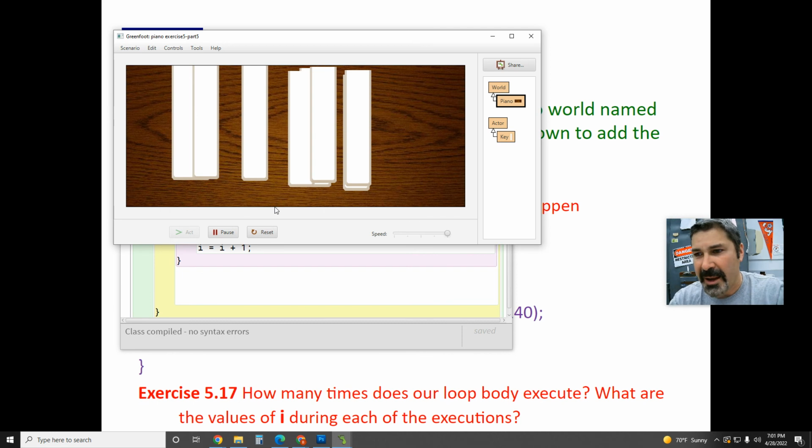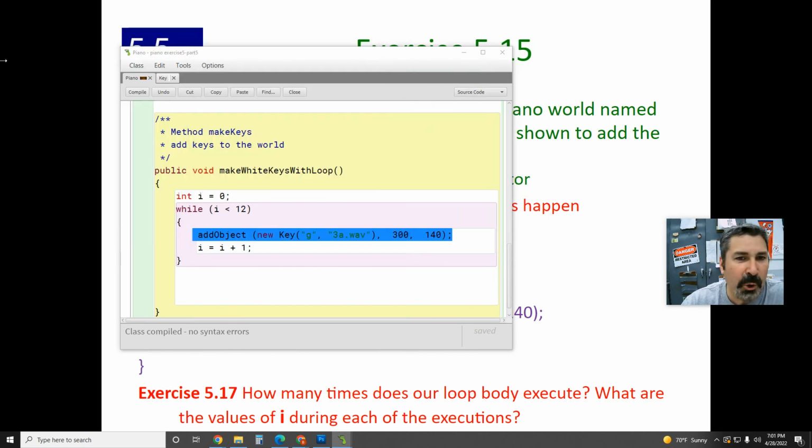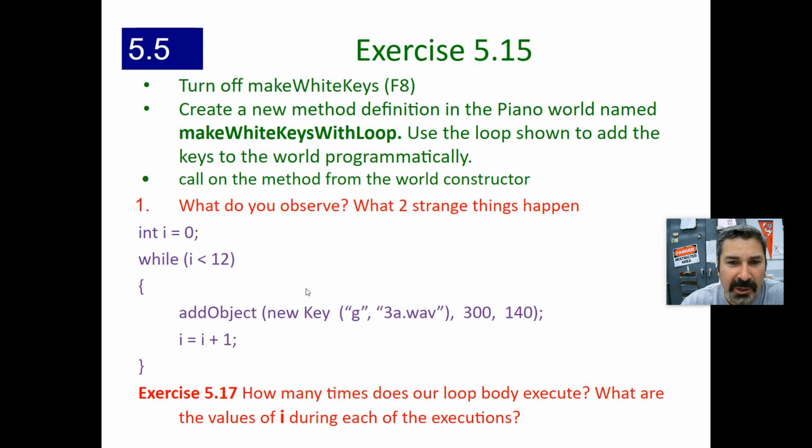So we've made some progress in that we can make our keys with the loop, but we've gone backwards in that all the keys are in the same spot, and they all play with the G and 3/8 wave again. So we made some progress, we lost some progress, so we still have some work to do. We'll eventually fix it, but we're learning along the way. That's the whole idea.